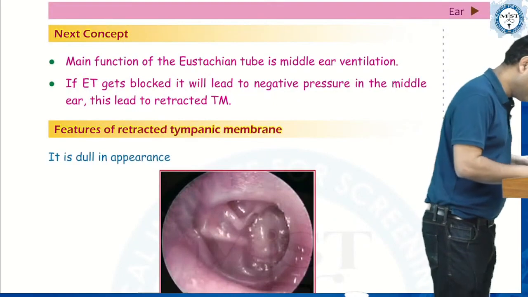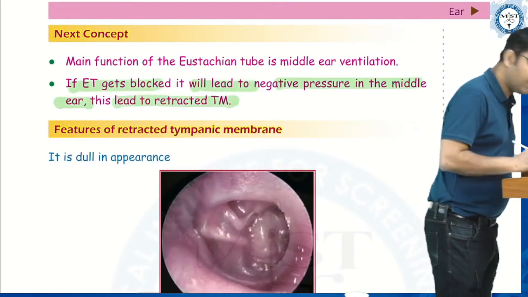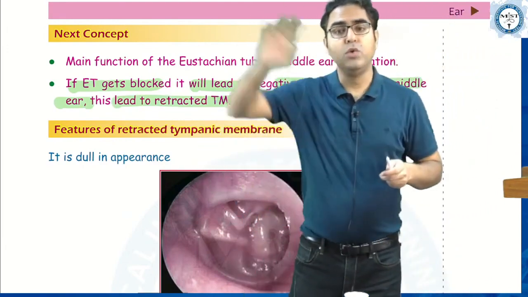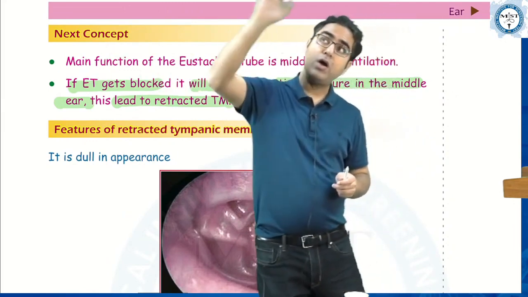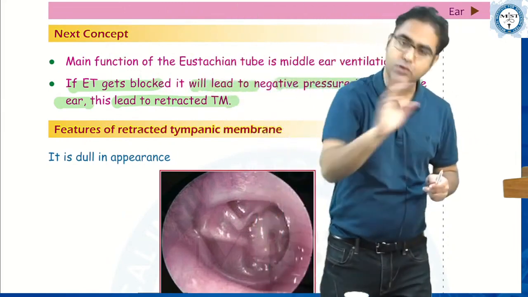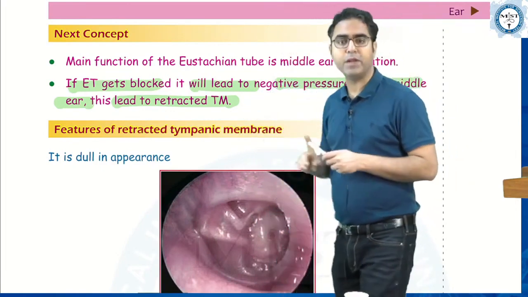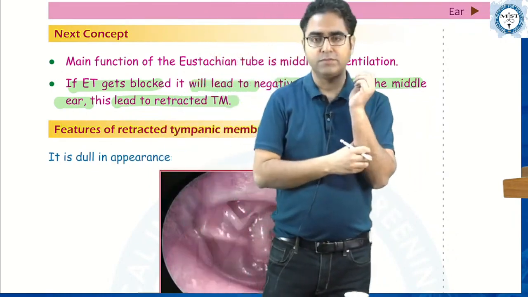If the ET gets blocked, it will lead to negative pressure in the middle ear. This leads to a retracted tympanic membrane. One problem was glue ear. If the eustachian tube is blocked, I know you have a question: glue ear, yesterday's topic. Yes, glue ear can happen, but a retracted tympanic membrane can also happen. One etiology can cause multiple disorders.